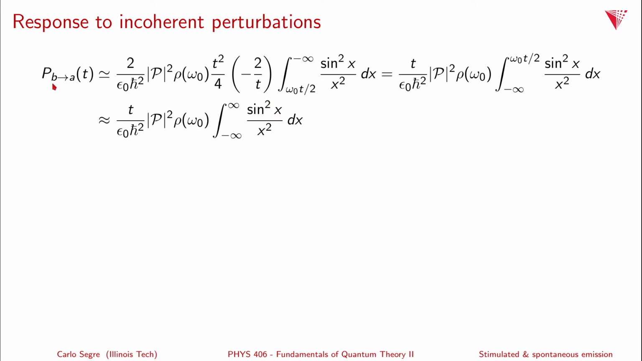So now we can say that P of B to A of t is approximately t over epsilon naught h bar squared times the polarization squared times rho of omega 0, integral from minus infinity to infinity of sine squared x over x squared dx. And we know what that is. When you do that integral, you get a final answer of pi over epsilon naught h bar squared, absolute value of the polarization squared, times rho of omega naught times t. So this integral basically boils down to pi.